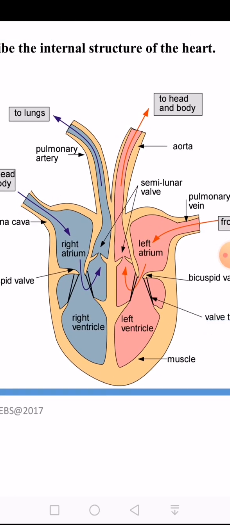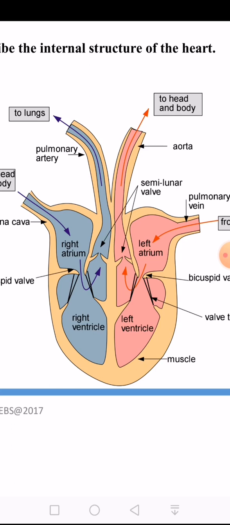First things first, we need to know what the heart is and what its function is. The function of the heart is to pump blood to all parts of the body. That is the purpose of the heart.